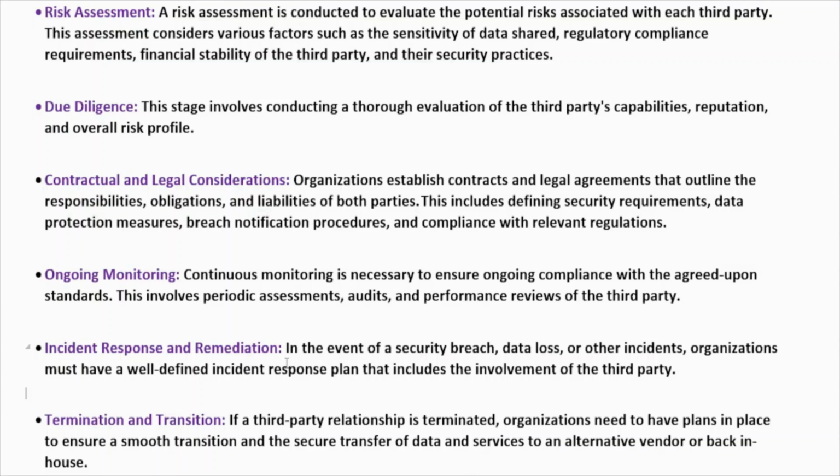Basically it includes securely transferring customer data, coordinating the transition period, and ensuring continuity of service for customers as well. So by following this third party risk management framework, the bank can effectively identify, assess, and mitigate the risk associated with its relationships with the payment processing company. And they also ensure the security and integrity of customer transactions as well.